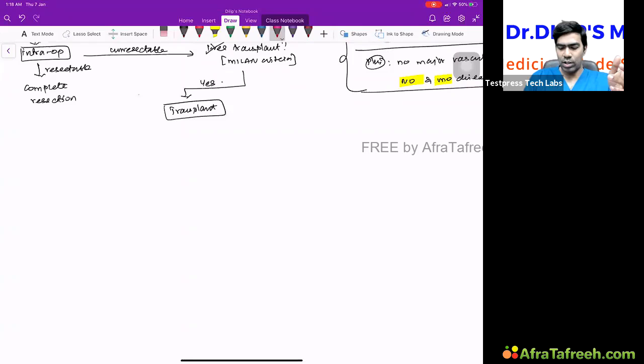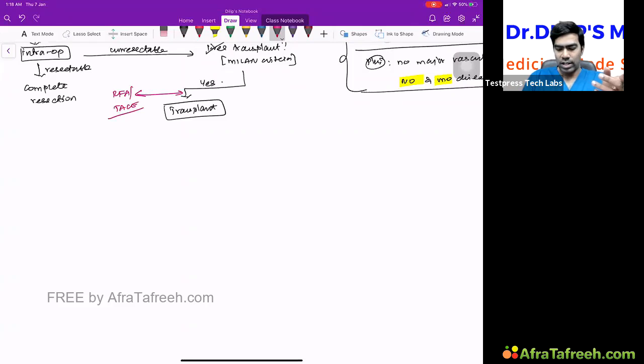But remember, there is something called bridging therapy. Till you take the patient for transplant, you have to debulk the tumor at the same time. You need to do some bridging therapy. Bridging therapy is better done with radiofrequency ablation or otherwise something called TACE. I'll talk about TACE. What is TACE? TACE stands for trans-arterial chemoembolization. You will either do a radiofrequency ablation or you're going to do a TACE, that is trans-arterial chemoembolization.